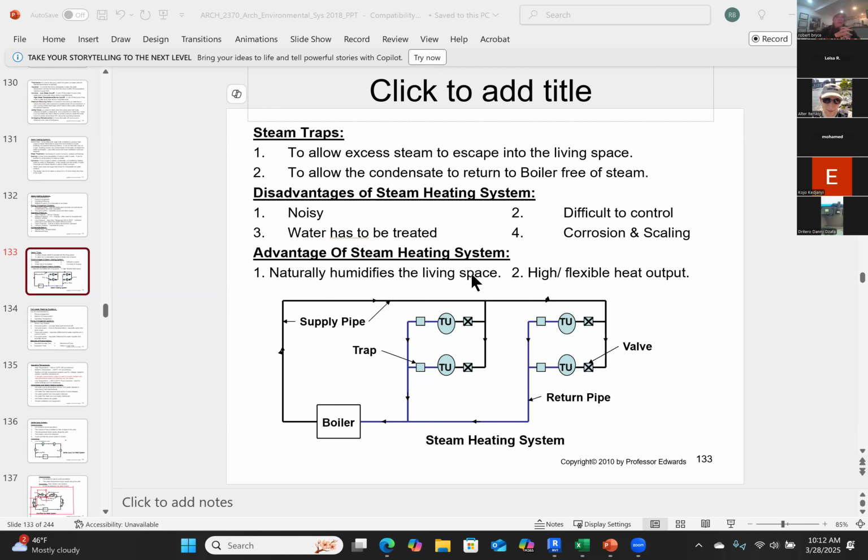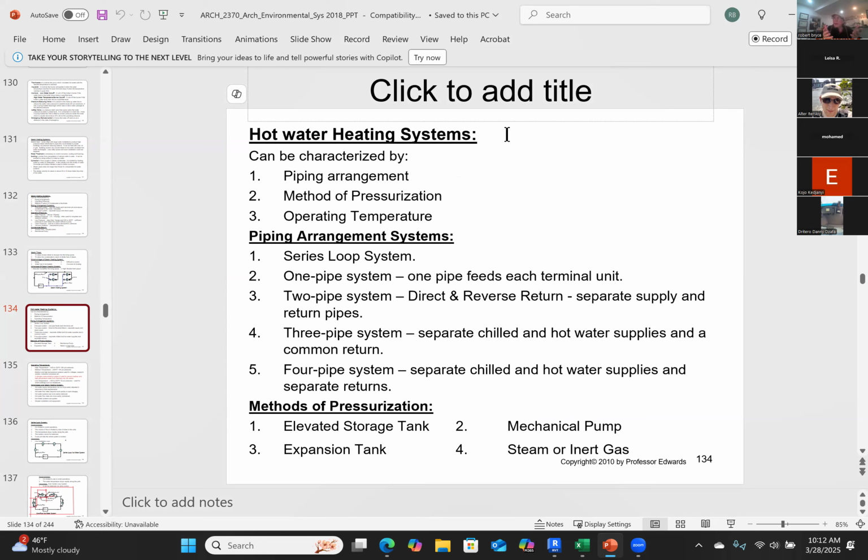Now, the hot water system, that's what we're using in this project. And how do we characterize that? Well, again, piping arrangement. You can have one pipe that supplies and returns. You can have one pipe that supplies and another pipe that returns. You can have one pipe that supplies hot water, one pipe that supplies cold water, and one pipe that returns. Or you can have one pipe hot water, one pipe cold water, that's the supply. And then in our return, we can have one pipe for cold water and one pipe for hot water return. I'll have some graphics of that, which will make more sense.